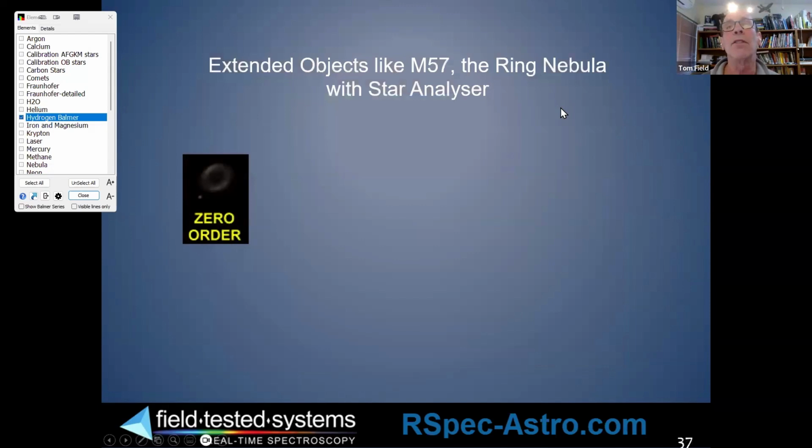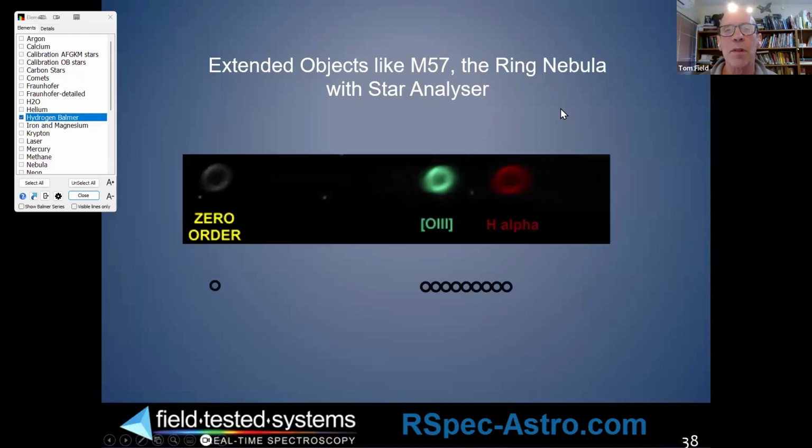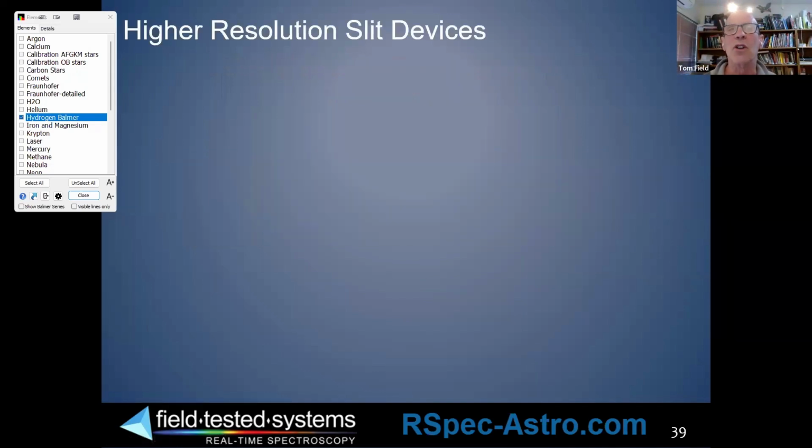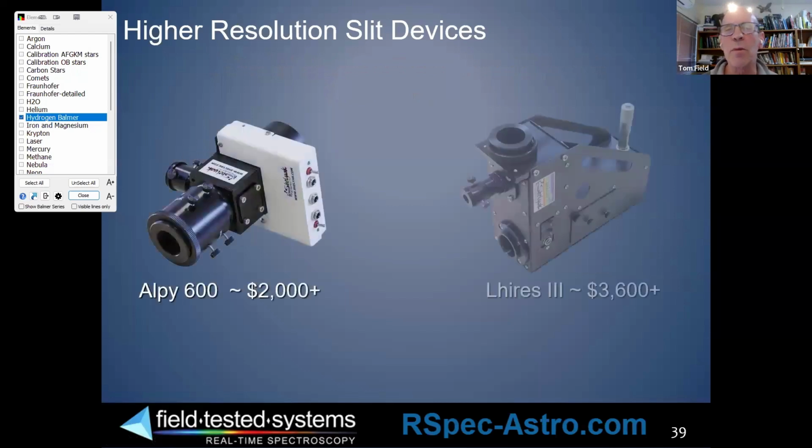Okay, so here's our beloved, they're all beloved to us, right? Especially when we know their stories. M57. Now, when we look at that integrating, we see just the object twice because there's really only two emission lines on that object, hydrogen alpha and the oxygen. So this is pretty much the only extended object that is interesting because as they get bigger and bigger, the spectra get more and more difficult to get good resolution. And that's where these devices come in.